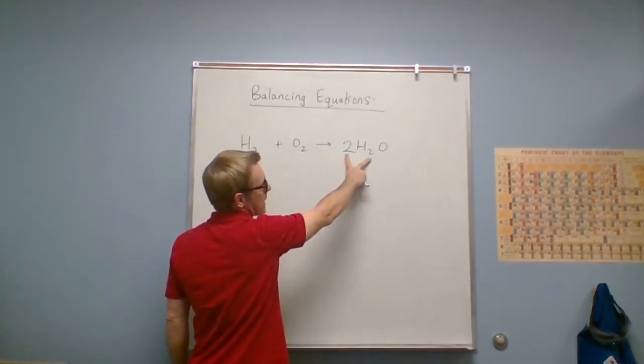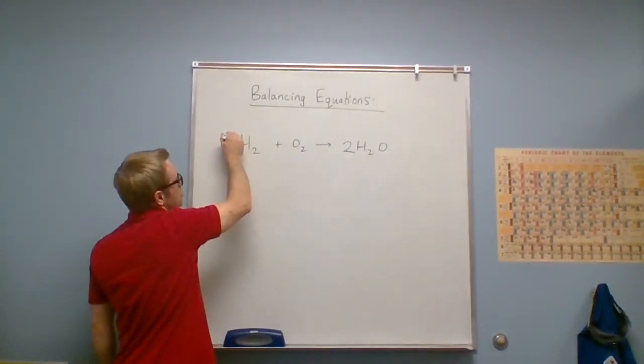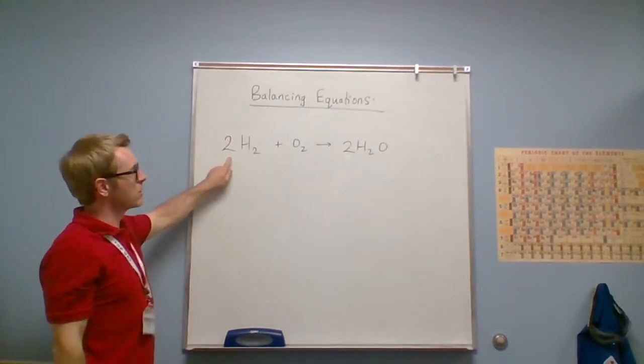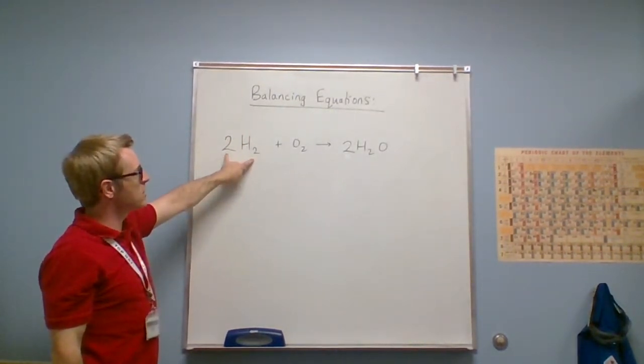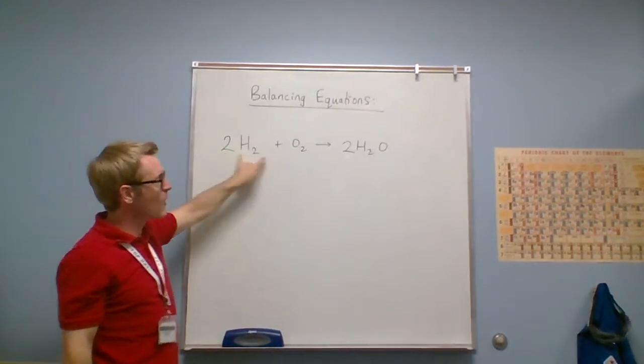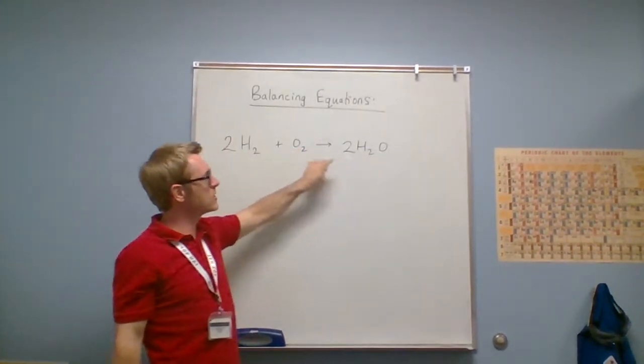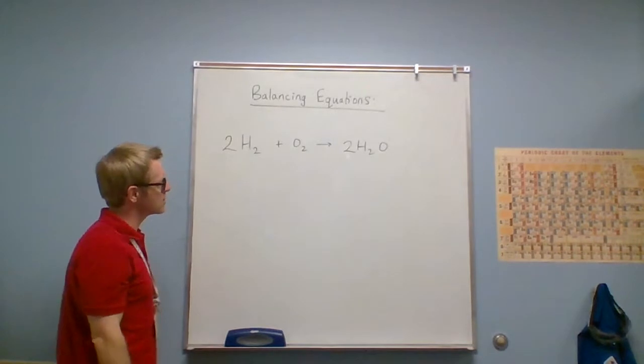But the 2 also scales the hydrogen. So to balance the left, I'd have to put a 2 here. So 4 hydrogen on each side, 2 oxygen on each side. So now it's a balanced equation.